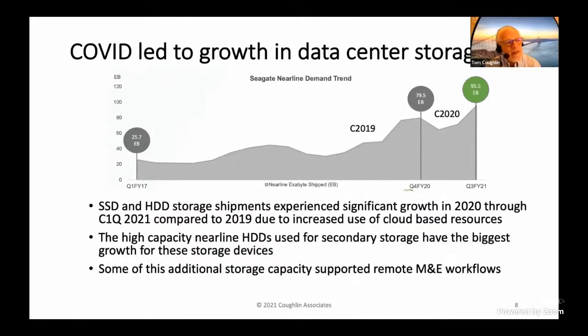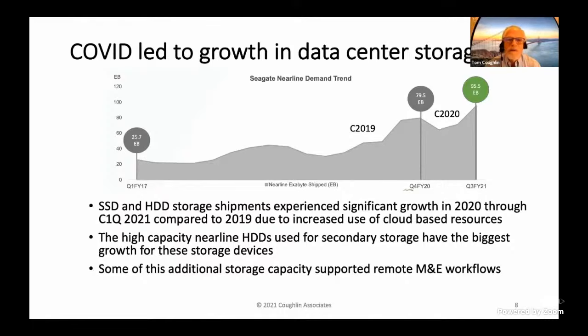This shows the total exabytes shipped, comparing 2019 to 2020 and the first quarter of 2021. We can see a considerable increase in total capacity shipped in 2020 compared to 2019. In fact, in the first quarter of this year we saw another bump in storage capacity. In addition to hard disk drive growth for these data center applications, the higher performance solid state drives also grew.